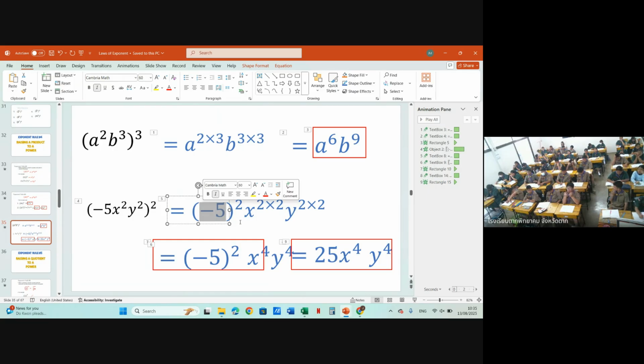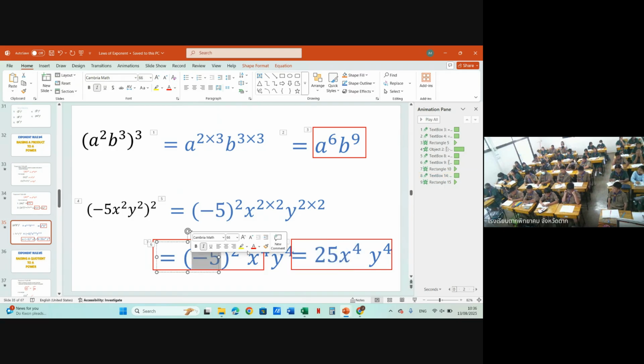Because again, negative 5 to the power of 2 without parentheses is not equal to the quantity of negative 5 to the power of 2, because this one is 25. Summing up, negative 5 times negative 5 is 25, but negative 5 times 5 is negative 25. Therefore, you should always remember it, okay?